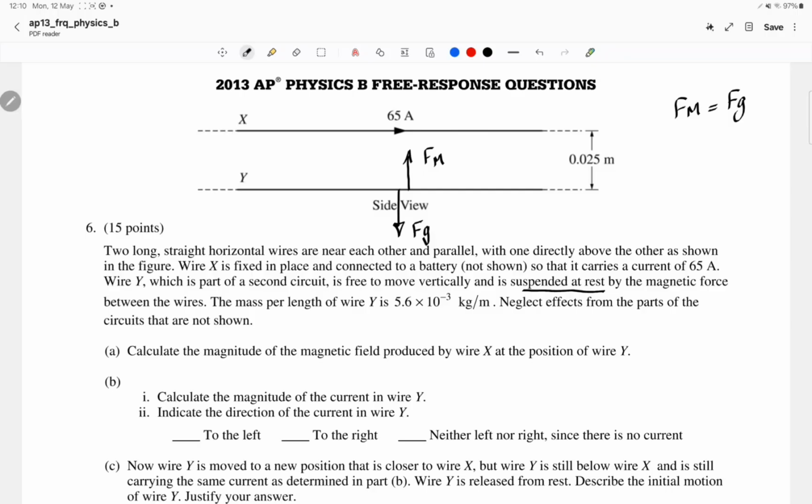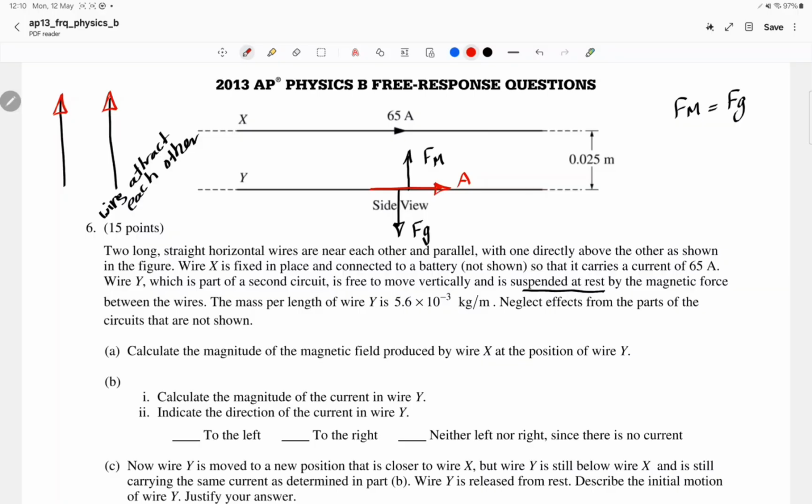Now, how would wire Y be attracted to wire X? By having the same direction of current. The rule says if you have two wires with current running through both of them, if the current in both of them is running in the same direction, the wires will attract each other, which will explain why wire Y is being pulled toward wire X. That's because wire Y also has current in it that's running in the same direction as wire X.